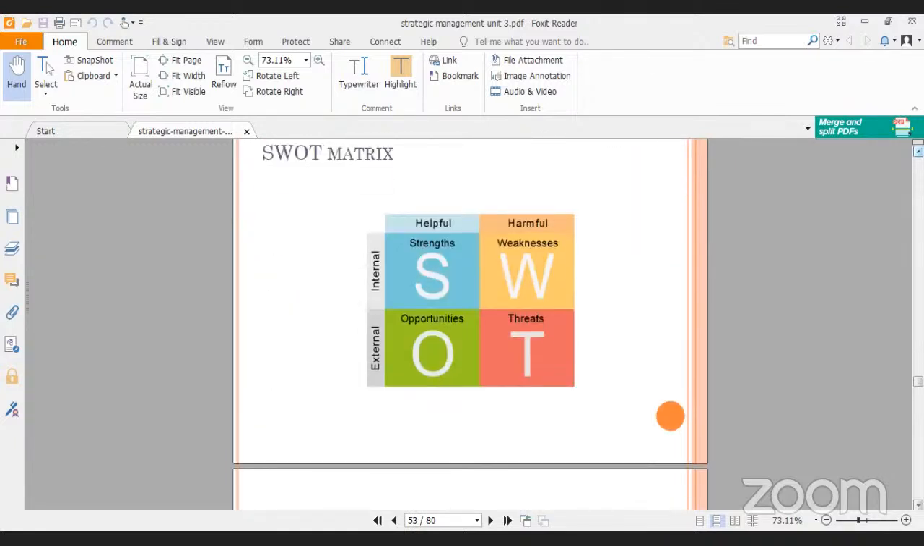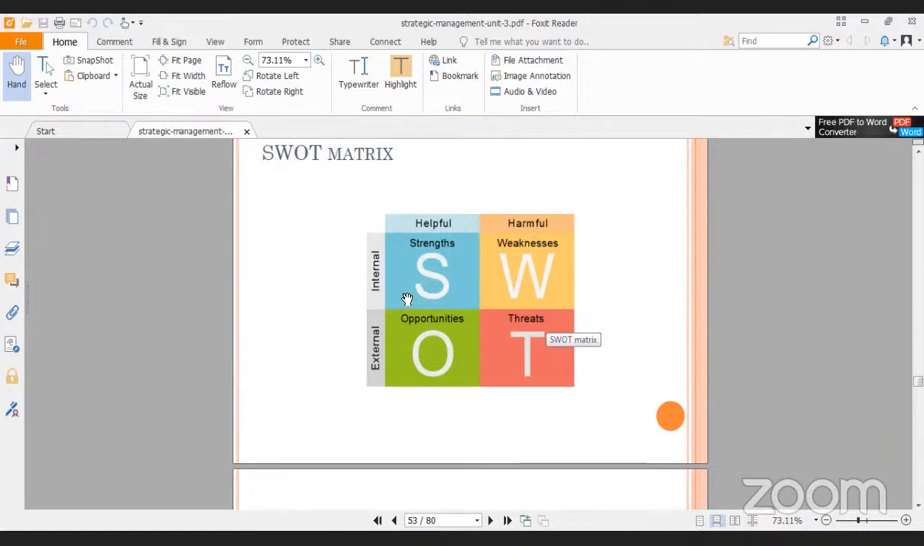Look at the top: this portion is called the internal environment, and this is the external environment. In the internal environment there are strengths and weaknesses. Strength is always helpful to the organization and weaknesses always create a problem for the organization. In the external environment, O is an opportunity which is helpful to the organization, and T stands for threats, which are highly harmful for the organization.